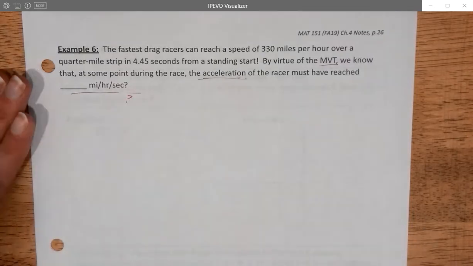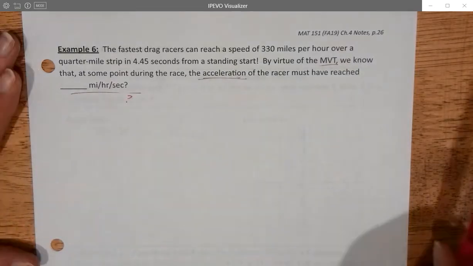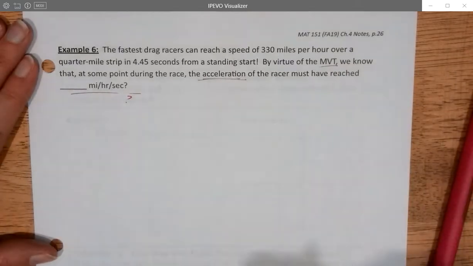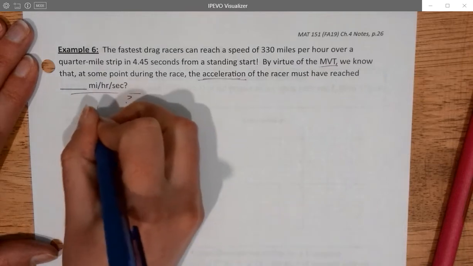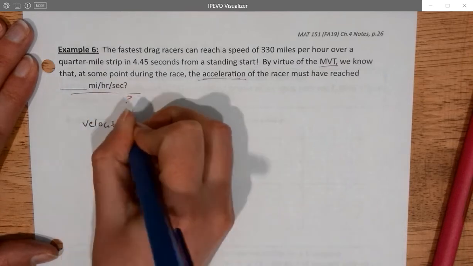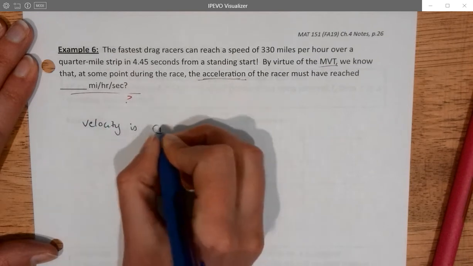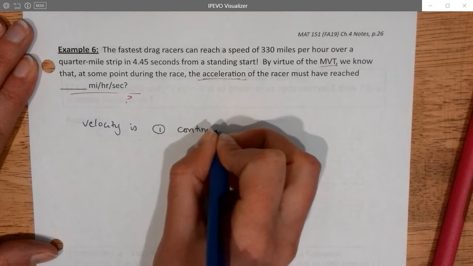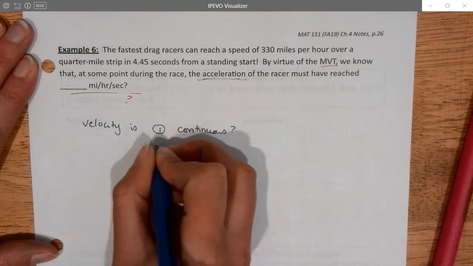Okay, so the mean value theorem is talking about continuous and differentiable functions. So the first thing I need to argue is that my velocity is continuous and differentiable. So velocity is, first of all, continuous. Why is velocity continuous? And then why is it differentiable?